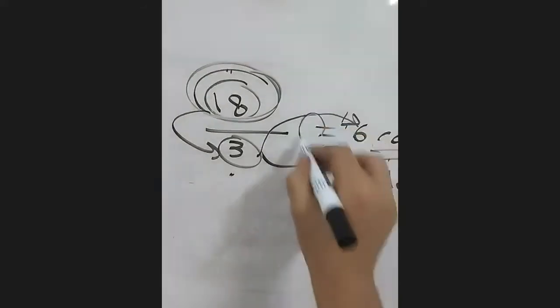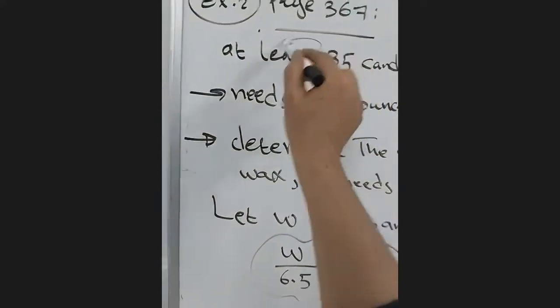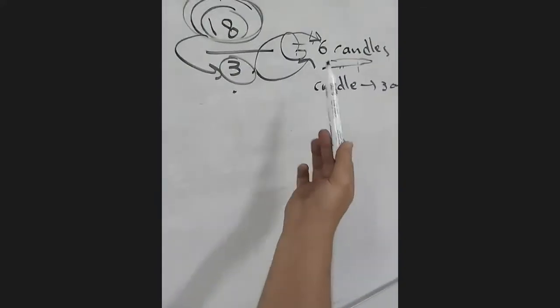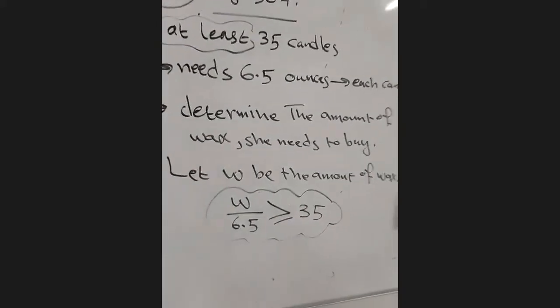But here we don't have equal in our example. We have greater than or equal to, which makes the equation what? An inequality, because of the words at least, okay, guys?